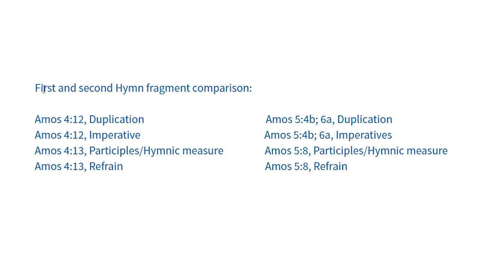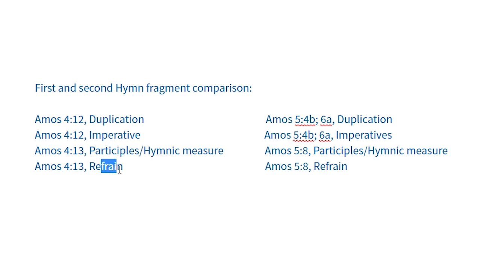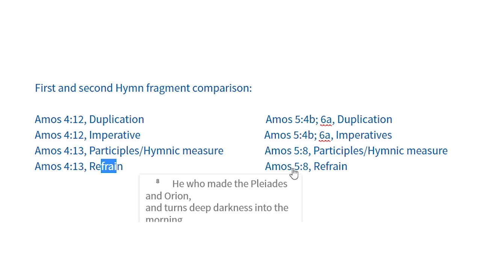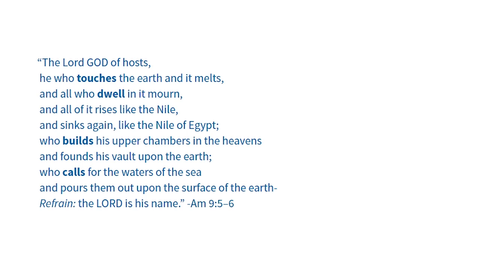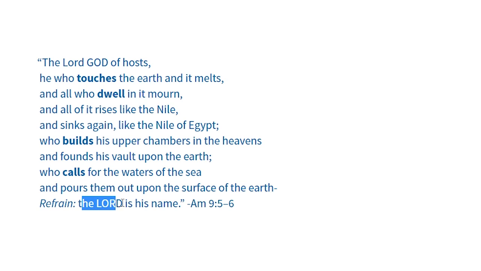So we can look at these first and second hymn fragments in comparison. We have duplication, imperative, participles, and we're looking for that hymnic measure as well, and then the refrain. And we have all of those elements between our first and second hymn fragments. So let's look at the third. And this one is Amos 9:5-6. Now this begins with the Lord God of hosts. So it begins with the divine name. The others have not. So that's a bit different. We'll comment on that later. It still does end with the refrain. The Lord is his name.